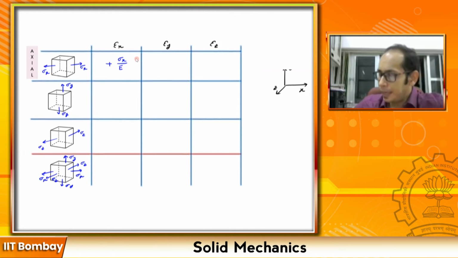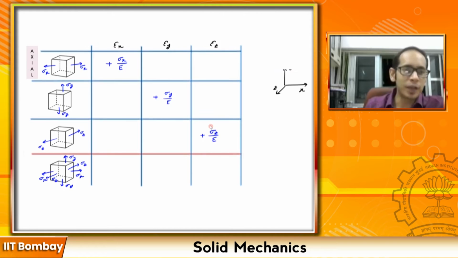right? Let me come to this block over here. Due to sigma y, my epsilon y is going to be positive sigma y by E, right? Similarly, if I come to this block over here, epsilon z is going to be positive sigma z divided by E, right? Now the question is, how do I fill in the other blocks which are there?